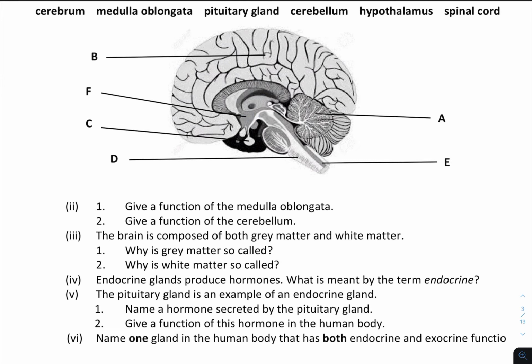Hypothalamus is responsible for homeostasis. Think of H for hypothalamus, H for homeostasis. Now I skipped one. Now it's E. E, everybody, is a spinal cord, which obviously is connected to the rest of the nervous system.